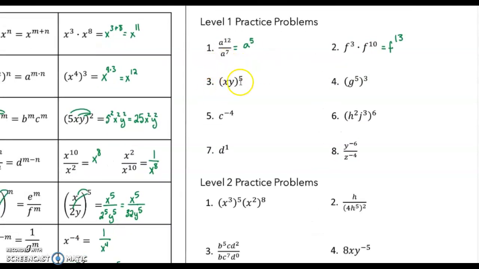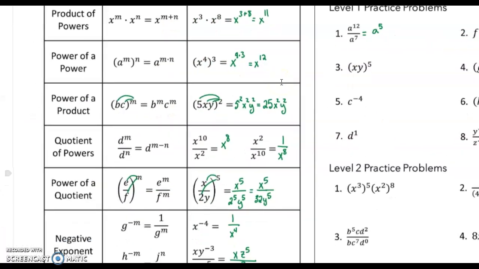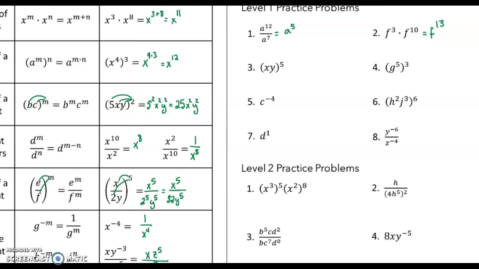All right. On this one, we have a parentheses with a power on the outside. So things are multiplying inside with the power on the outside. That looks like power of a product where you distribute, essentially, the power inside. So you're going to have x to the 5th, y to the 5th.